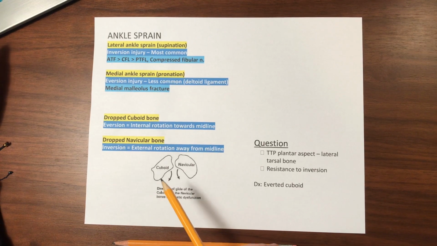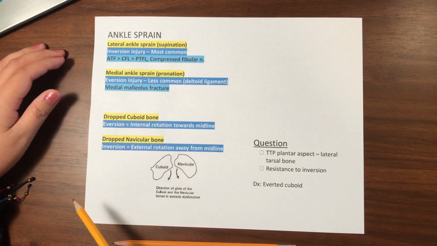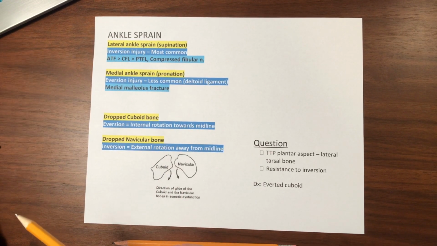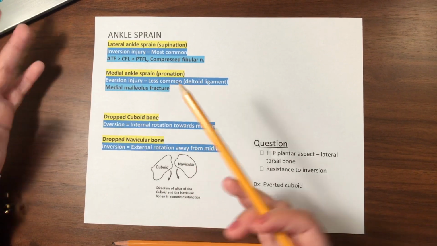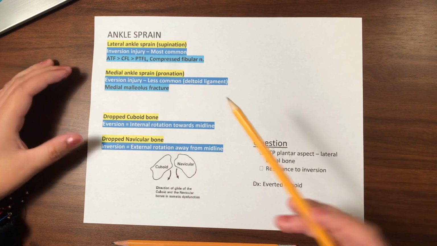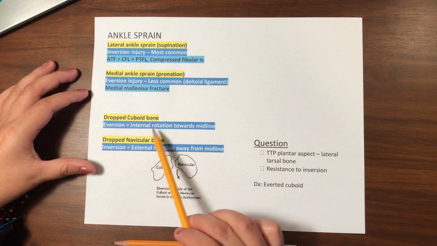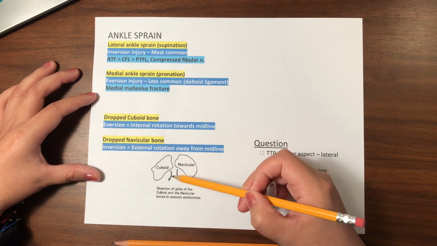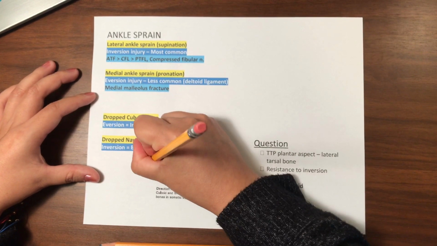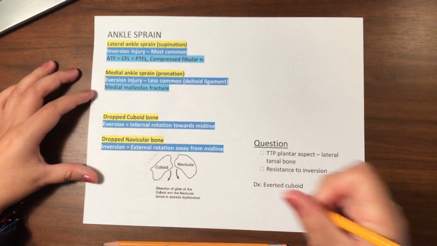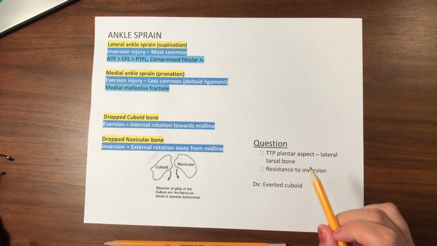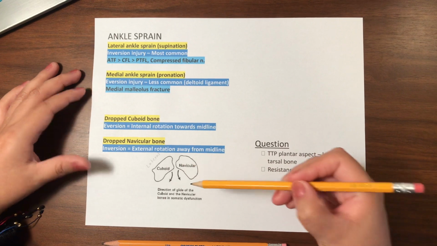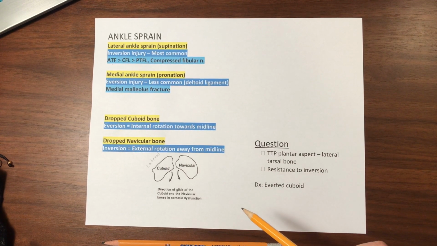And I've seen the word dropped pop up a few times in some of the textbooks I use. If you guys see it, just know that it's just another word for somatic dysfunction. So what actually happens when our cuboid bone drops? Well, it becomes everted, meaning it internally rotates. You can kind of see with the arrows right here. It internally rotates towards the midline. Remember, cuboid is lateral. I'm just going to write that right there to remind us. And likewise with the navicular bone, when it drops, it goes into inversion, meaning it externally rotates away from that midline. So how could we see this on a test question?